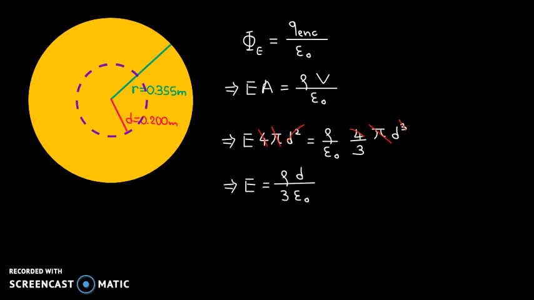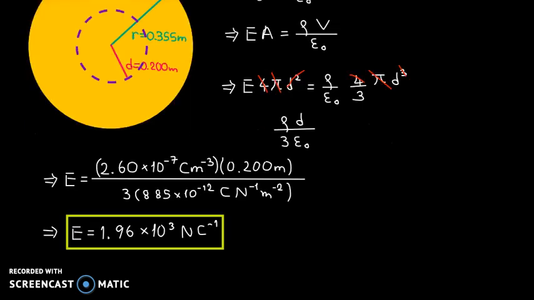Now we have 4 pi on both sides of the equation. Those cancel. And then we have d squared on one side, d cubed on the other side. Those simplify. And then E is isolated, so E equals rho times d divided by 3 times epsilon 0. Let's go ahead and plug in the numbers and calculate. And here's the result. The electric field magnitude at the given distance is equal to 1.96 times 10 to the 3rd Newton per coulomb.